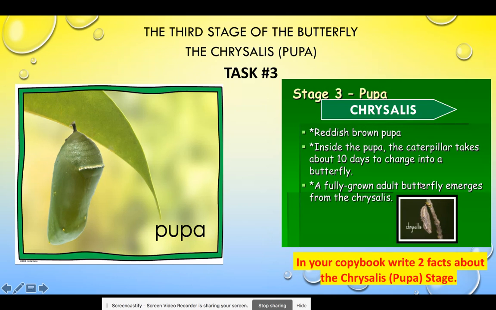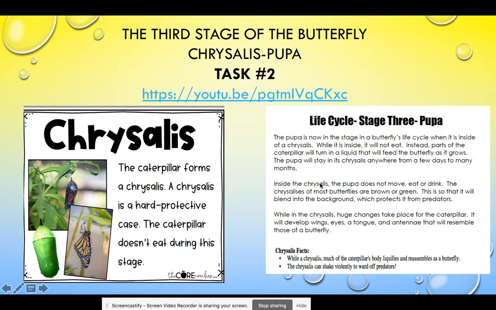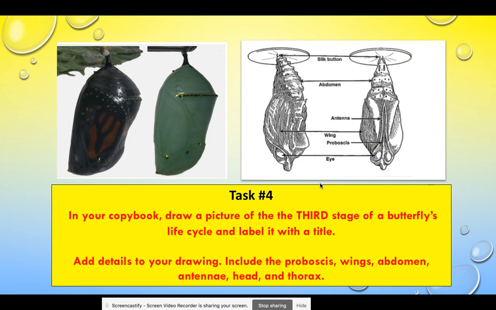And go to the next one here, third stage as well, another task. Just some more information. Write me 2 facts about the chrysalis pupa stage that you learned from both of these pages. Task 4, draw a picture of the third stage. This is the third stage here. And label it with a title. So basically look over this, draw me the best shape that you can, and then just put the arrows pretty much where they would be located. Add details, include the proboscis, the wings, the abdomen, antenna, head, and thorax.